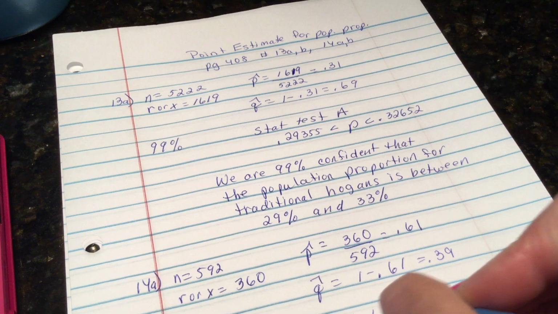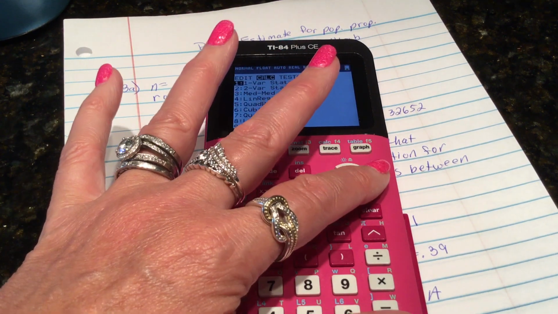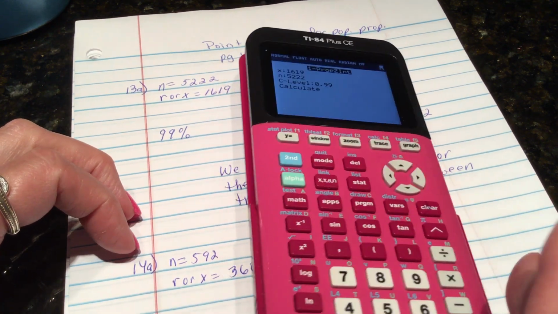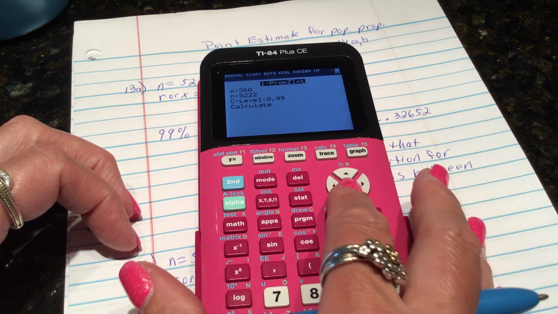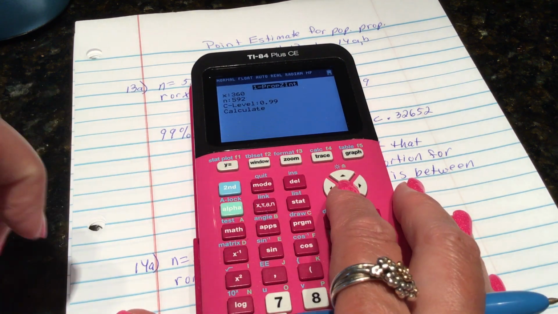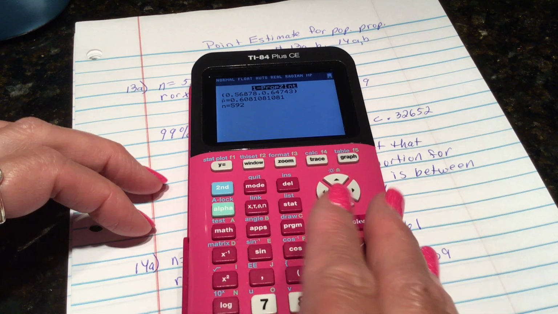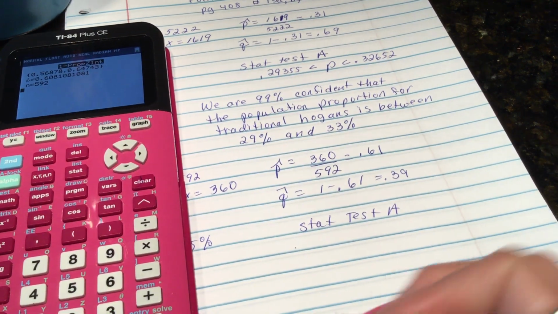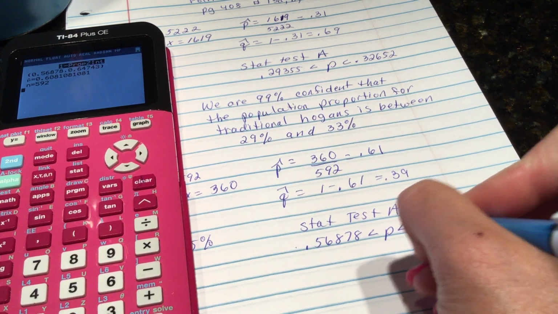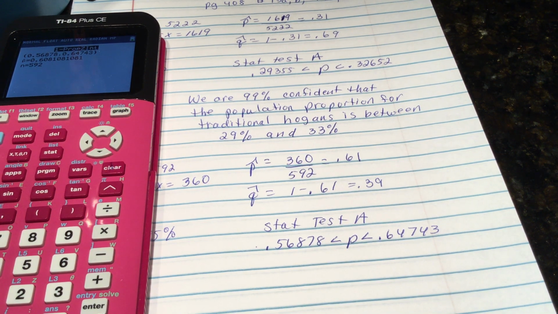Again, stat test A. We go to the calculator. Stat, test, arrow up to letter A. We are now going to put in 360 and 592. We are doing 95%, so we're going to change that to 95. And we're going to calculate. We are going to write 0.56878 is less than P, which is less than 0.64743. Okay? And that's what you do there.